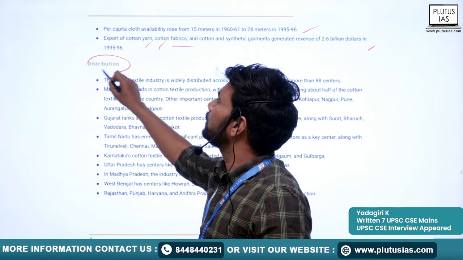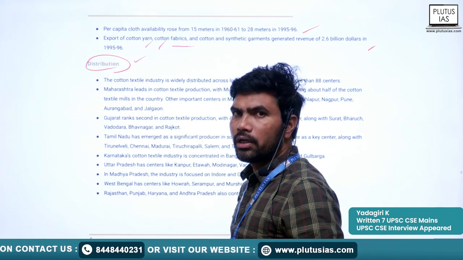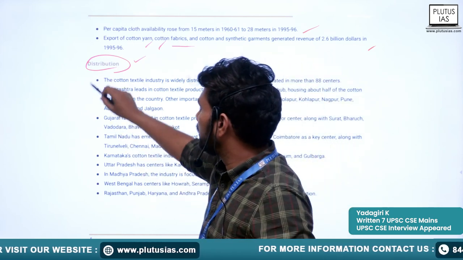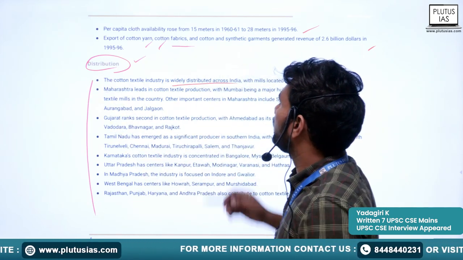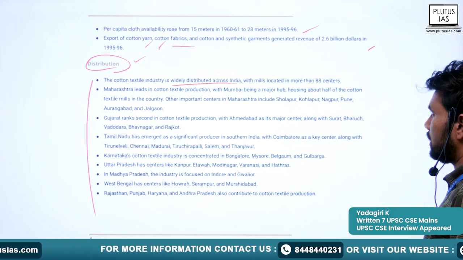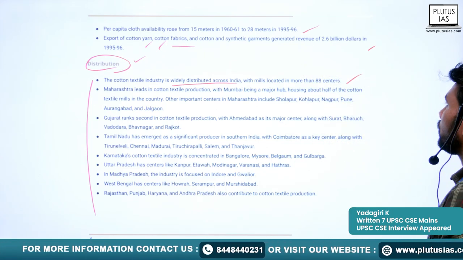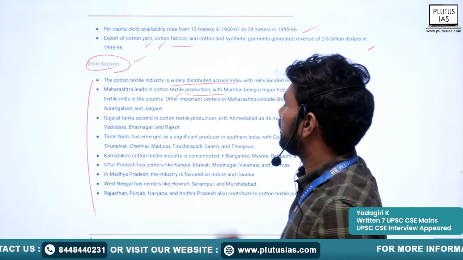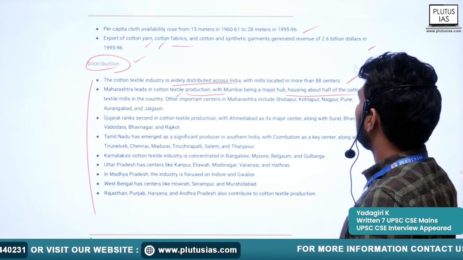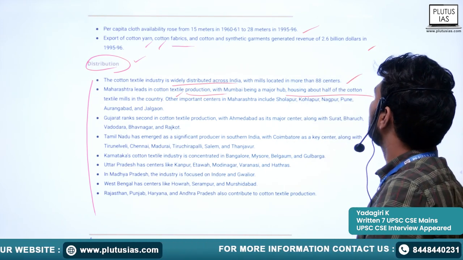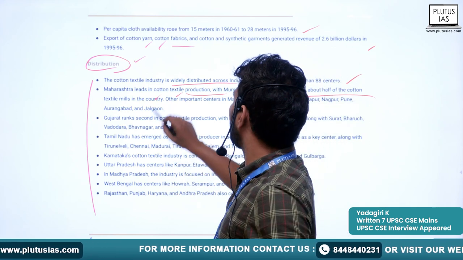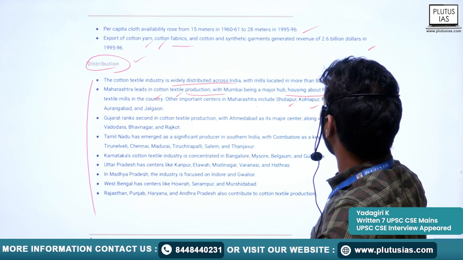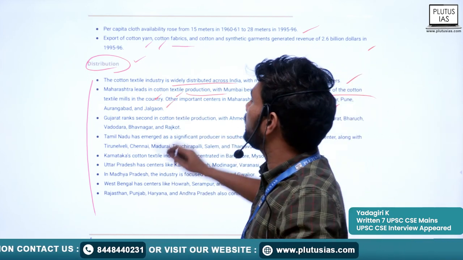Now we will understand the distribution, the state-wise distribution, which is a major important aspect of the cotton and textile industry. The industry is widely distributed across India, with mills located in more than 88 centers. Maharashtra leads cotton textile production, with Mumbai being a major hub, housing about half of the cotton textile mills in the country. Other important centers in Maharashtra include Solapur, Kolhapur, Nagpur, Pune, Aurangabad and Jalgaon.